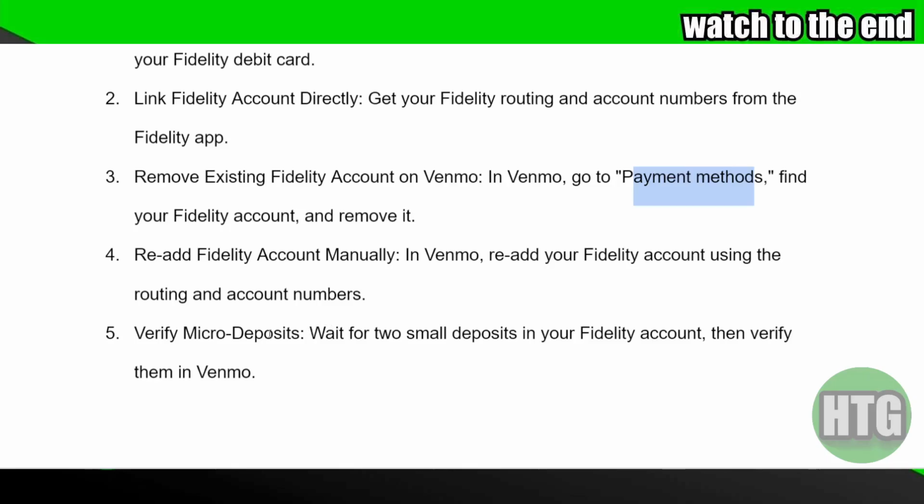So you just have to verify it using micro deposits. Wait for two small deposits in your Fidelity account, then verify them in Venmo. So that's pretty much it. That's how you'll be able to link both of these accounts. Once they are linked, you will easily be able to transfer funds between them.